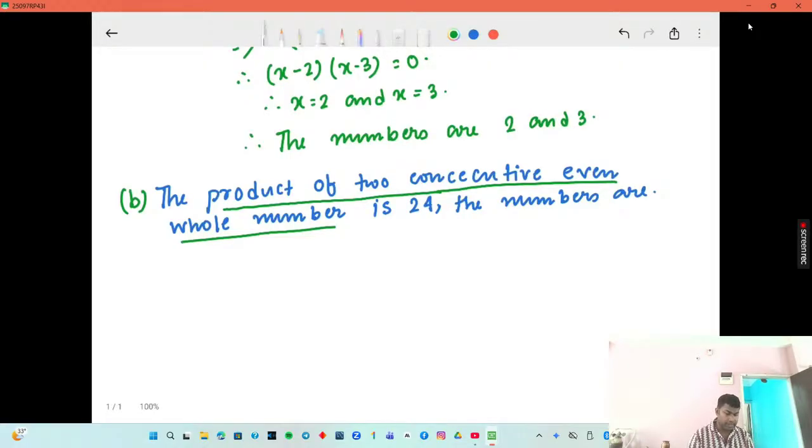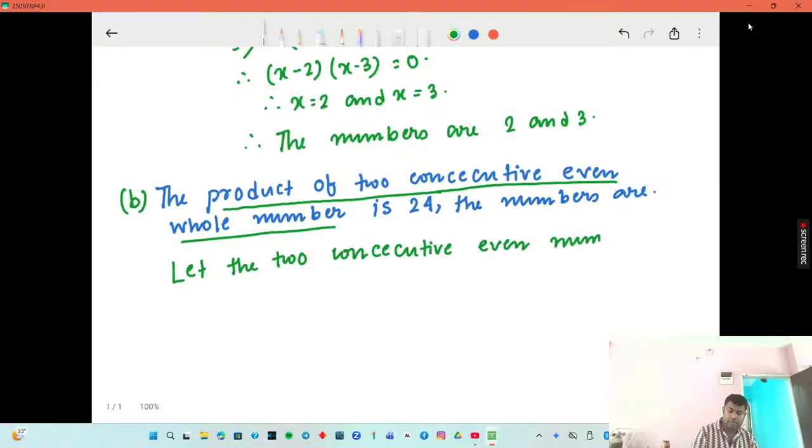So now we can write here, let the two consecutive even numbers be 2x and 2x plus 1. Is it okay?